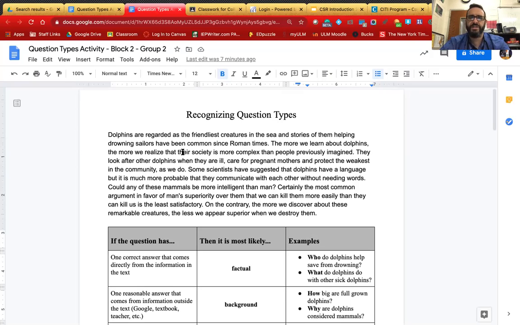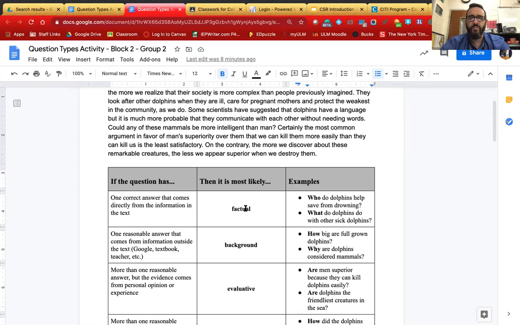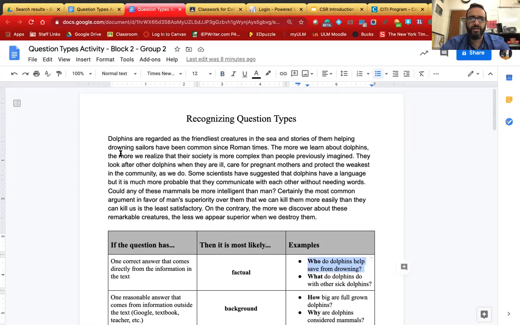So let's take a look at the questions I made up about this paragraph. So my factual questions. Who do dolphins help and save from drowning? If you look, it's right here, right?